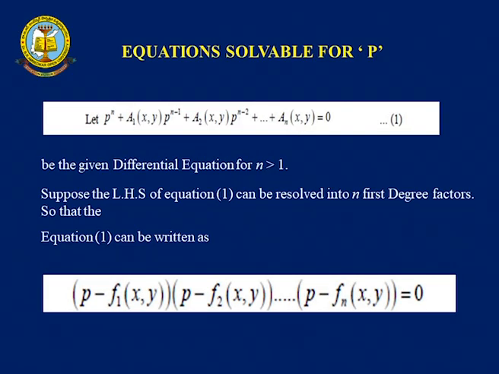Just now we discussed equation 1: p^n + a1(x, y) p^(n-1) + a2(x, y) p^(n-2) + and so on, plus an(x, y) = 0. This is an nth order, nth degree first order differential equation, with p to the power n. First we make the LHS of equation 1 resolvable into n first degree factors. So equation 1 we can write as (p - f1(x, y))(p - f2(x, y)) ... (p - fn(x, y)) = 0.